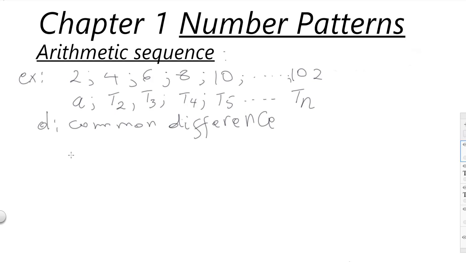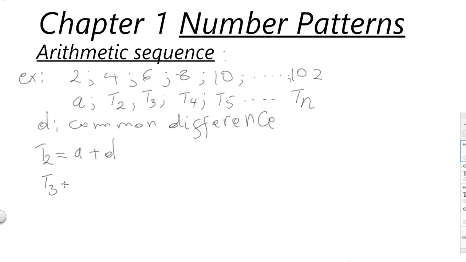Now, let's try to find a formula here. For example, the second term, what we did here, it's 2, which becomes 4. How do we get 4? We did what? 2, which is the first term, plus the common difference, which is 2. So we write: second term is first term plus common difference.